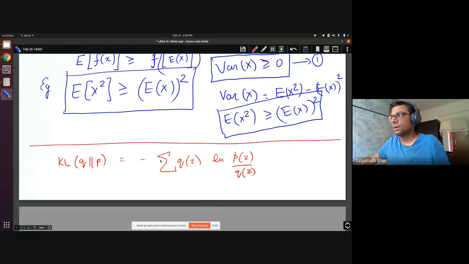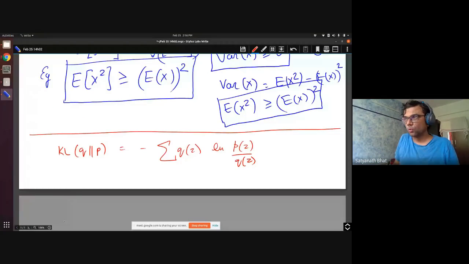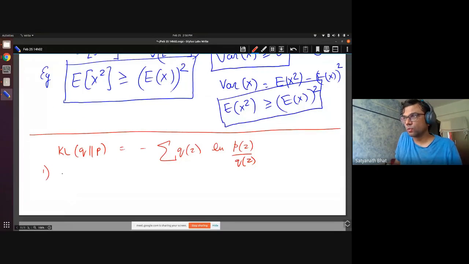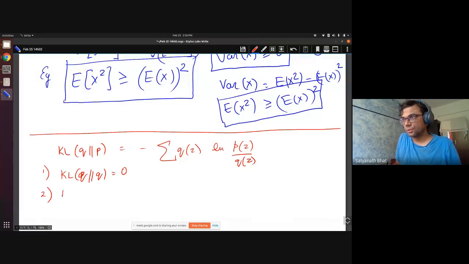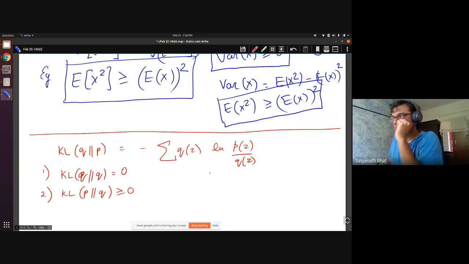So now we were trying to prove two things. One we already showed: Q with respect to Q is equal to 0. The second thing that we wanted to prove is that P with respect to Q is going to be greater than or equal to 0. And we discussed Jensen's inequality. So now let's try to prove this second statement.